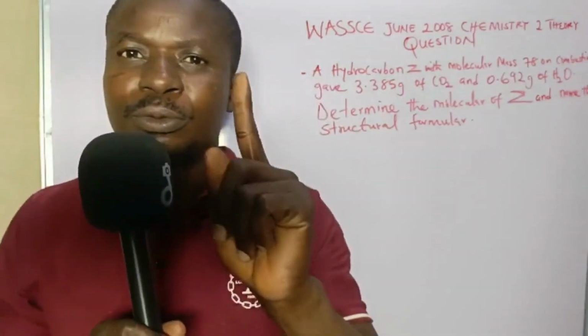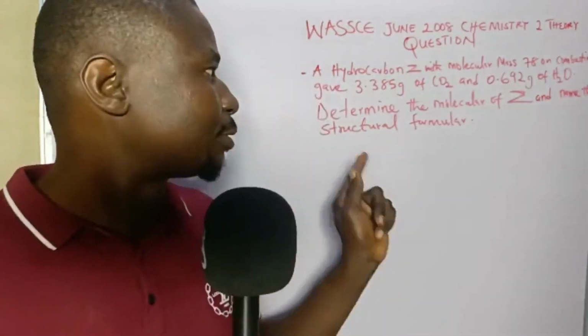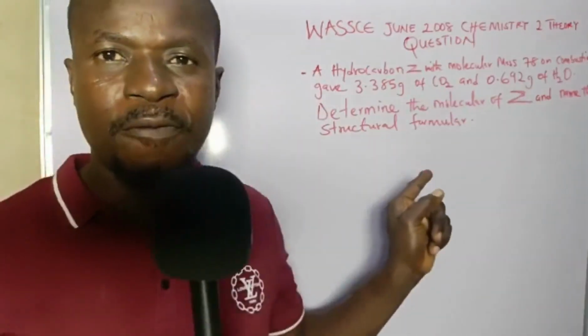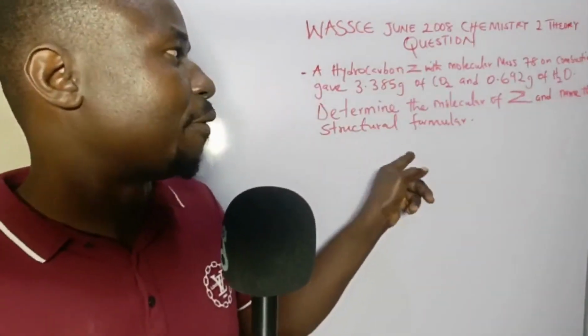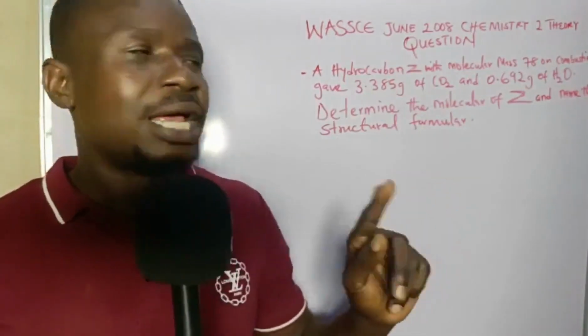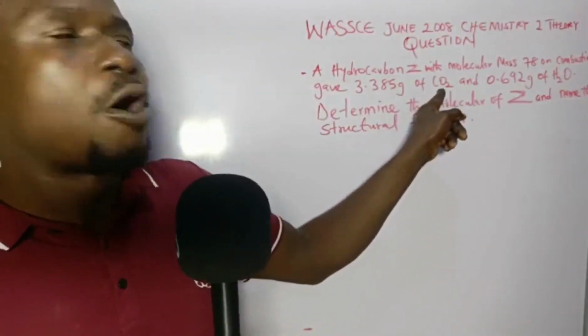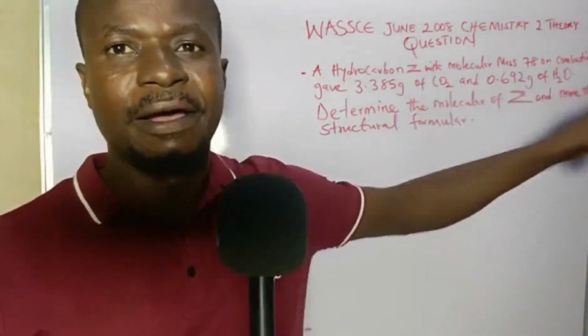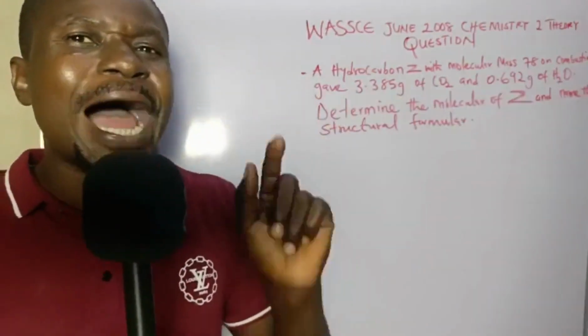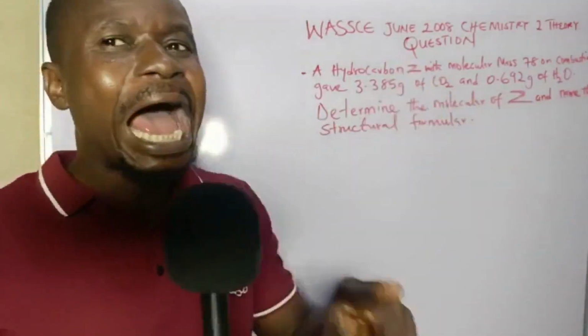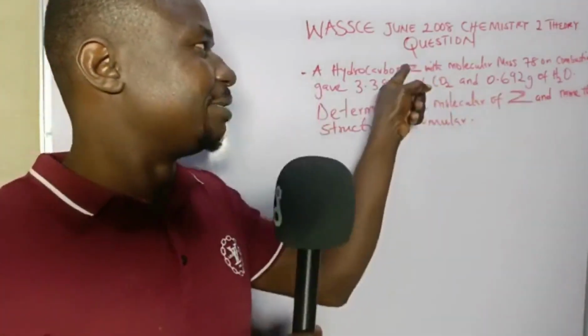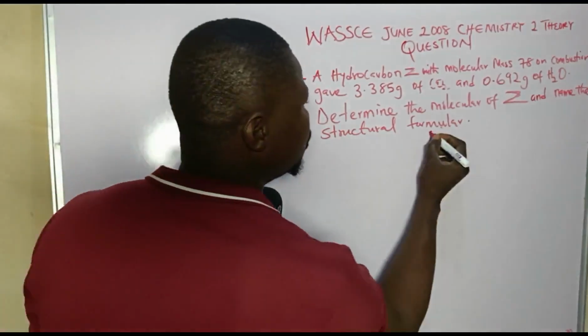Do not go straight to start solving for the empirical formula, because you come across structural formula and molecular formula. First of all, look at the equations. We have carbon(IV) oxide there and we have water. You need to get the mass of hydrogen in Z and the mass of carbon in Z. Solution.